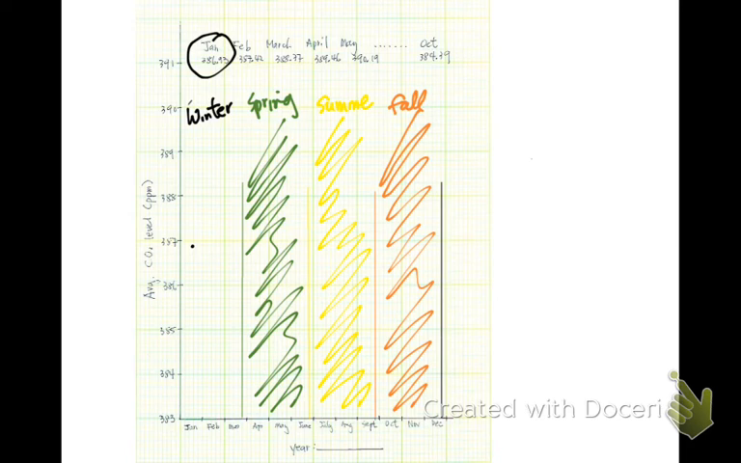The next number I have to graph is 387.42, and that's the average for the month of February. So I'm going to put it in the middle of February, 387.42. Let's do one more. For March, my average is 388.77. So in the middle of March, 388.77.